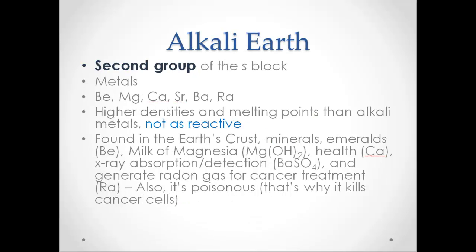Our second group is the alkali earth metals. Okay, this is column number 2 on the periodic table. These include beryllium, magnesium, calcium, strontium, barium, and radium. These are a little bit higher density, a little bit higher melting point than the first group, and they are therefore not as reactive. Okay, they're still reactive, but not as reactive. So on your periodic table above group 2, write alkali earth.